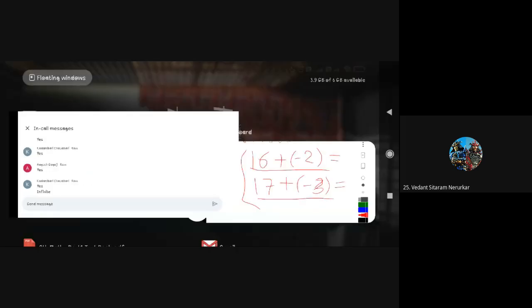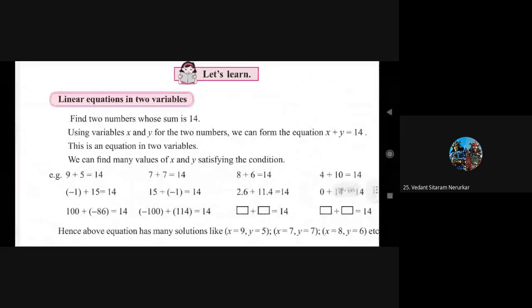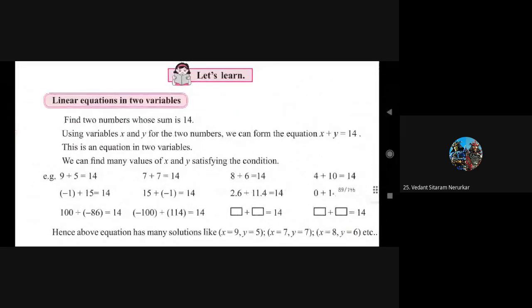Okay, so let us see what our chapter says. So using variables x and y for the two numbers, we can form the equation x plus y is equal to 14. This is an equation in two variables.